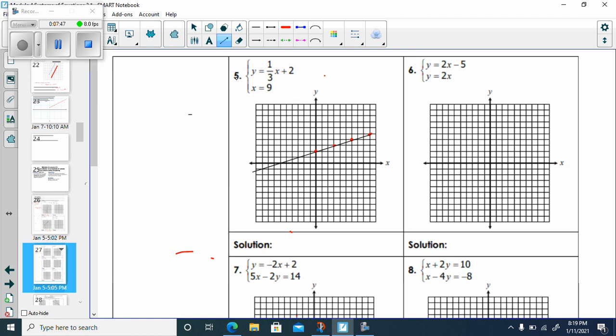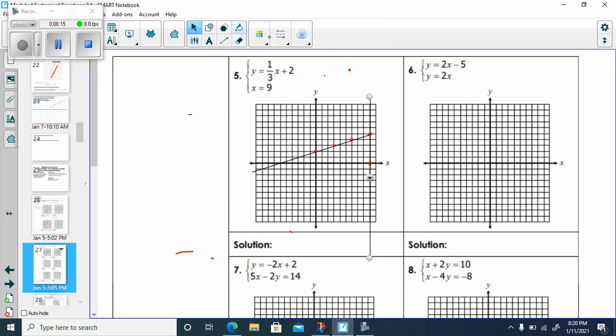Then we've got x is equal to 9. Okay, let's see what we can do there. X, we go to the x-axis. We know we're drawing a line through it at 9: 1, 2, 3, 4, 5, 6, 7, 8, 9. So we want a line that goes through this at 9. Where do the two of them intersect? Right here at this point.